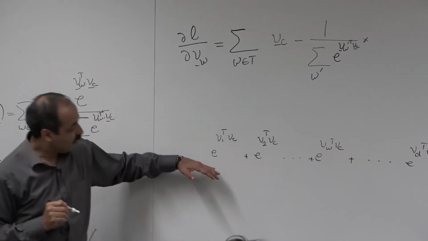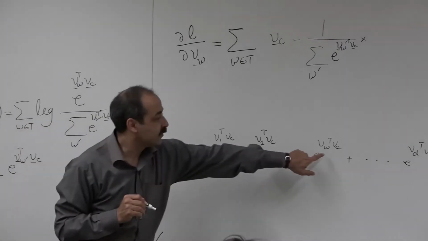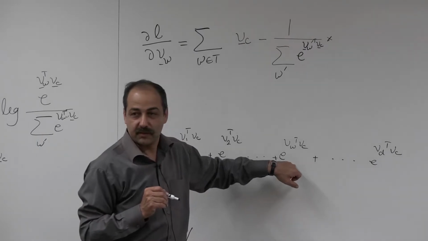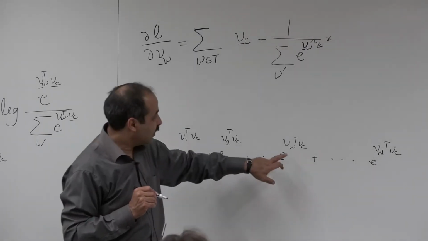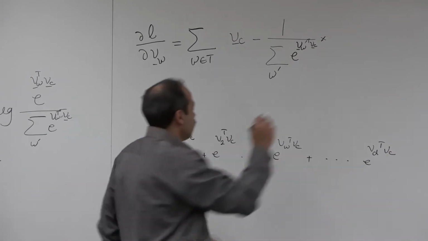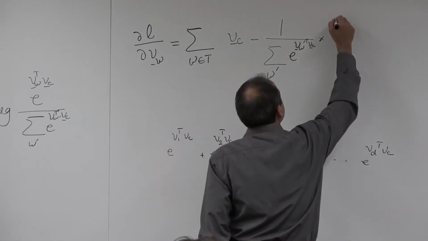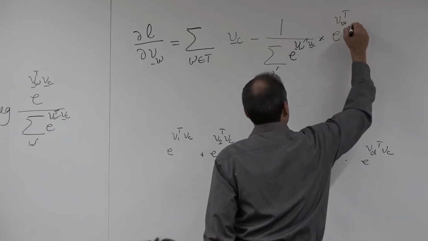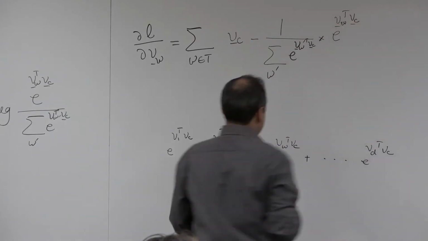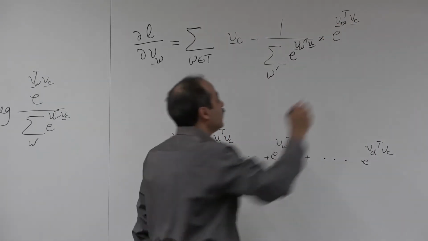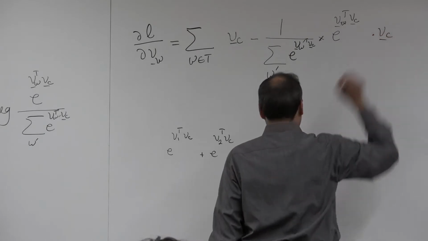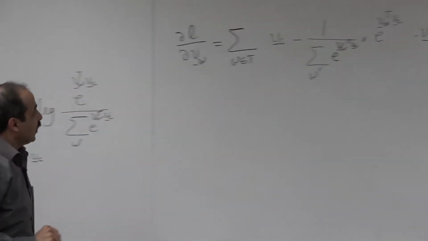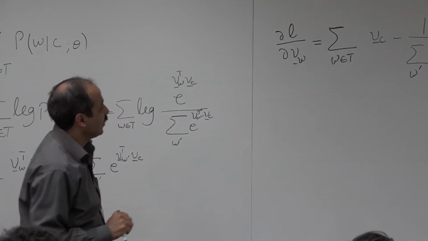Now I want to take the derivative of this with respect to Vw. All of these terms are going to be 0 except this one, right? And the derivative of this term is going to be e to the power of Vw transpose Vc times Vc. Okay, that's the derivative.